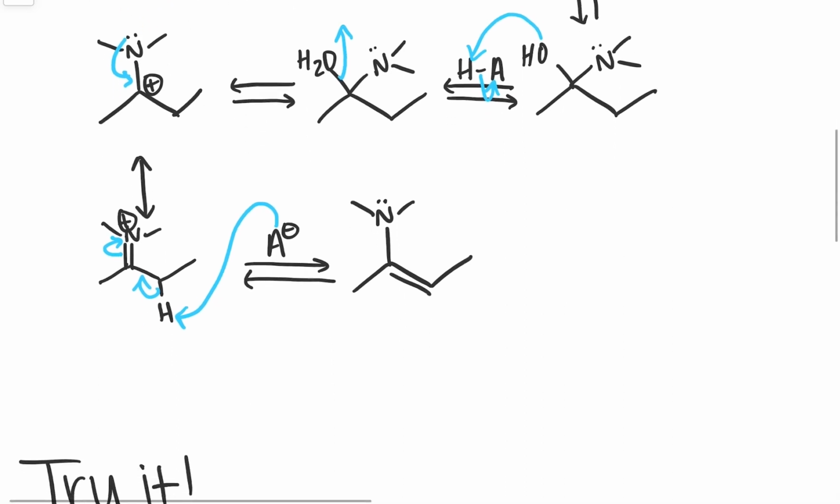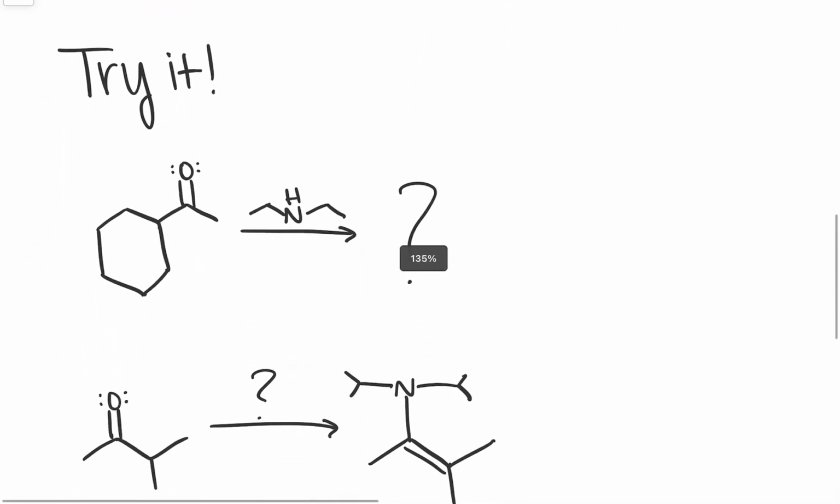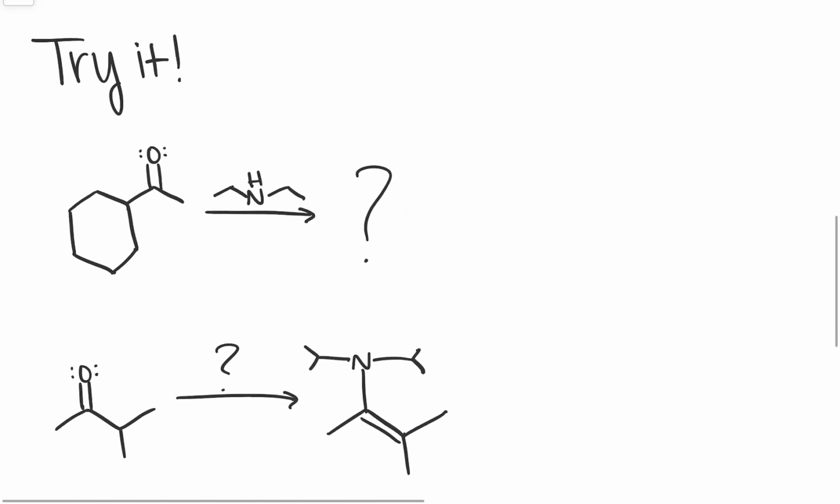All right, so now I have a practice problem or two. Looks like two practice problems for you to try. The first one, you're given your ketone and your secondary amine, and you have to predict the enamine product. And for the second one, you are given your starting material and your product, and you have to figure out what the secondary amine was that was reacted with the ketone to form that product.